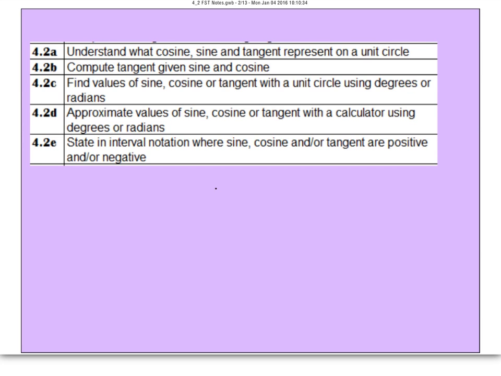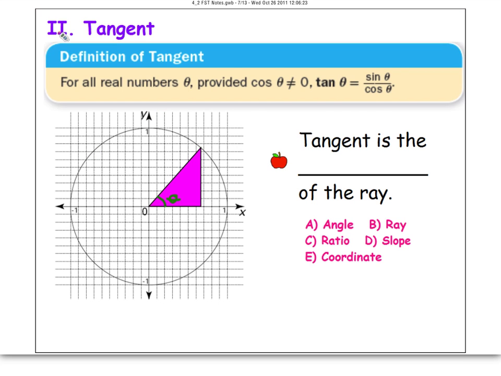Now let's look at learning objective B, which is compute tangent given sine and cosine. So remember in the activity what we did for graphing, like where we would land on the circle. We moved the x value, then we moved the y value. And recall, we said x was the cosine movement, y was the sine movement. Therefore, this ordered pair was really cosine of an angle and sine of an angle.